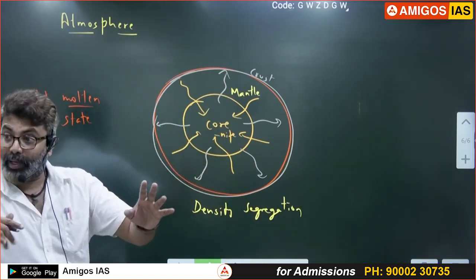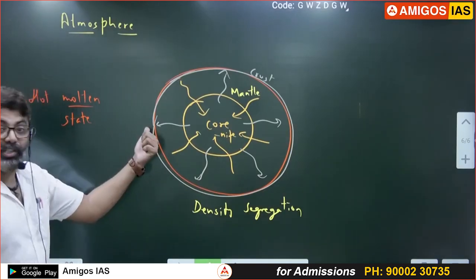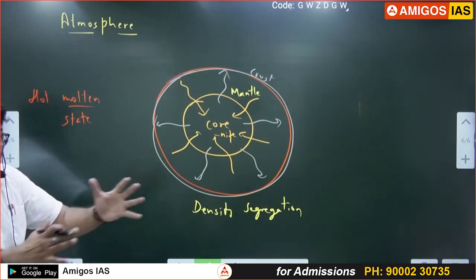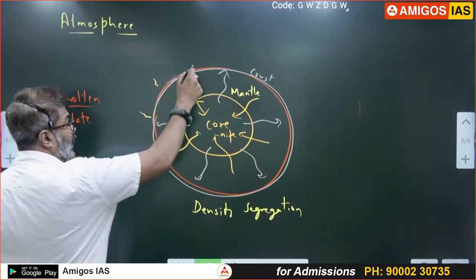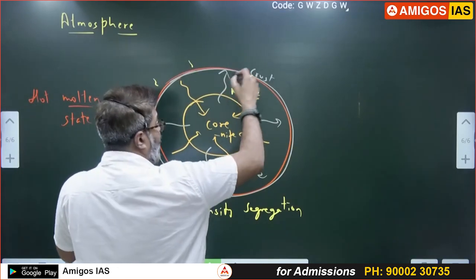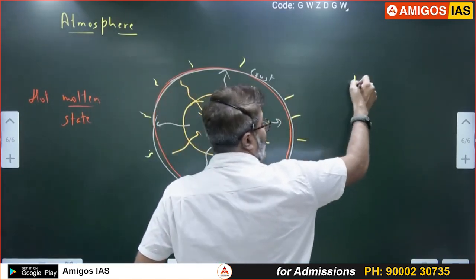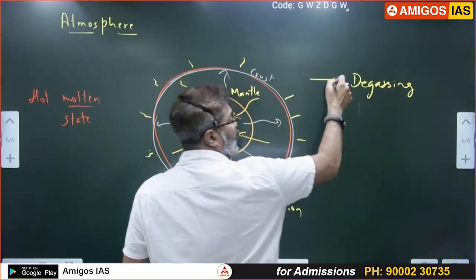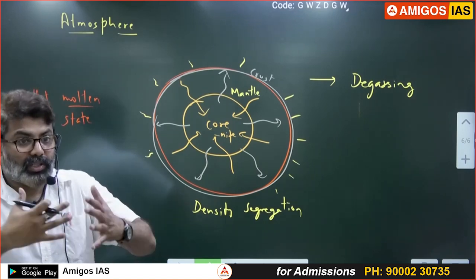So after this, what happened? That is important. Earth started to cool, especially the outer layer. The entire earth was hot initially and it started to cool. What happens when the earth starts to cool? It will radiate the heat. All the heat comes out. That process is called degassing. Degassing is a cooling process of the earth.